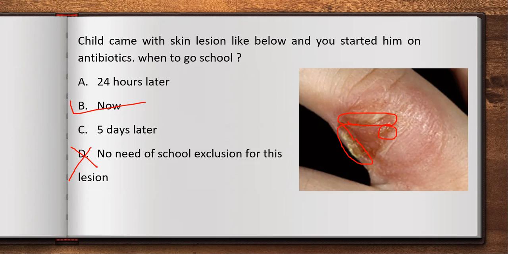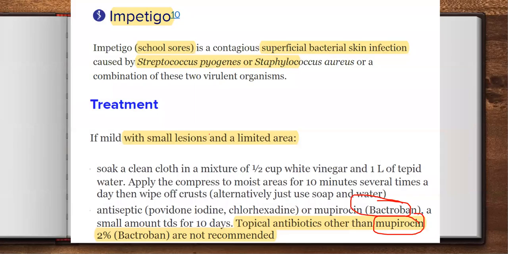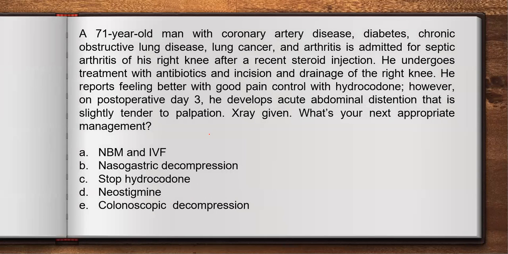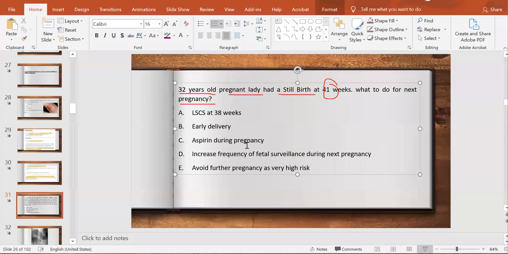So that's important. The child can go to school when you commence antibiotic. Just now, in case of impetigo; 24 hours later, that's scarlet fever; 5 days later, that's pertussis. All these three conditions need antibiotic. Clear? Any questions so far?